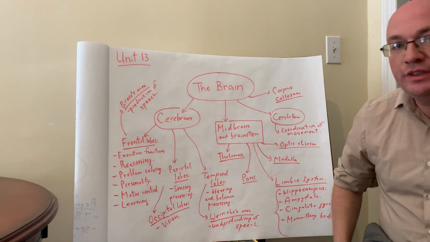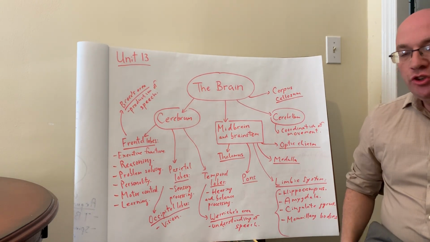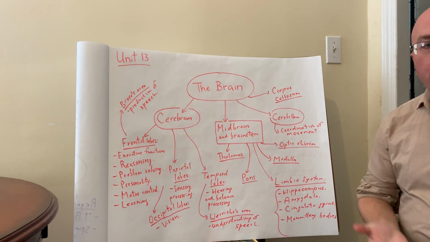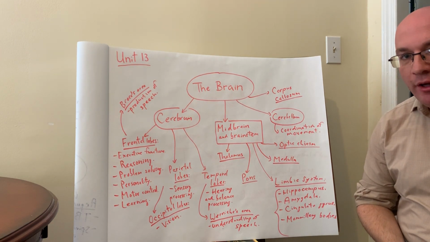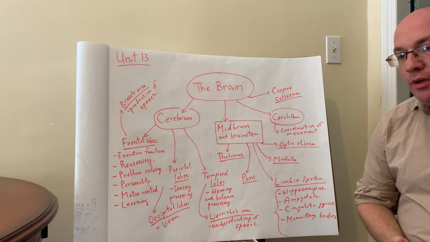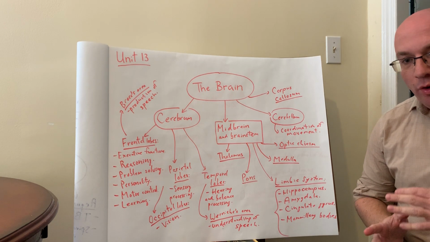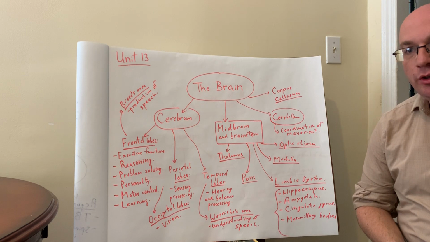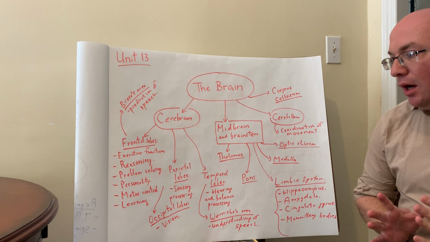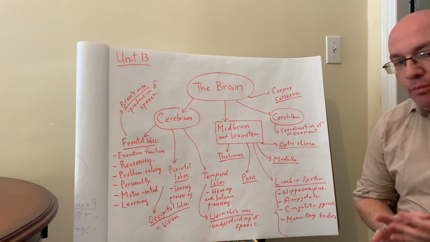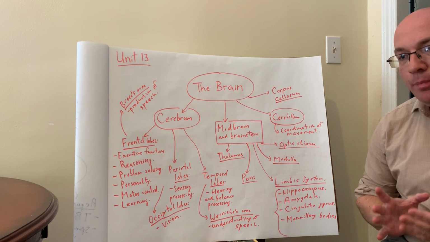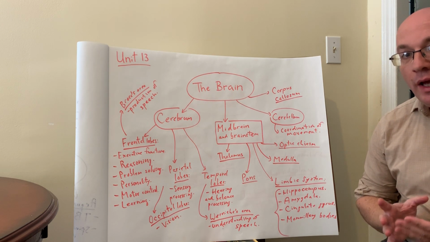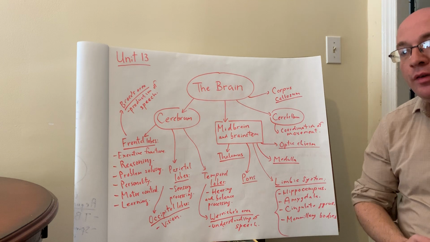Welcome to Unit 13 for Anatomy and Physiology students, where we're going to cover the chapter on the central nervous system in the lab manual. In this chapter, the author focuses both on the brain and the spinal cord, which are the two main parts of the central nervous system. But for this lab, we're going to primarily focus on the parts and anatomy and function of the brain itself.